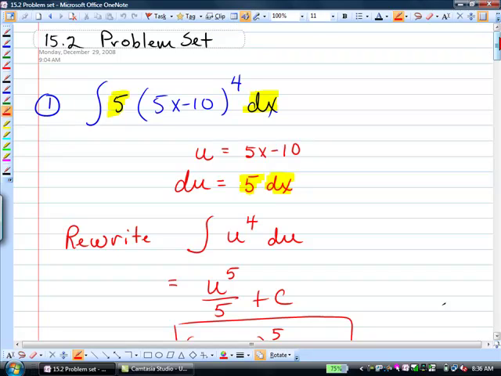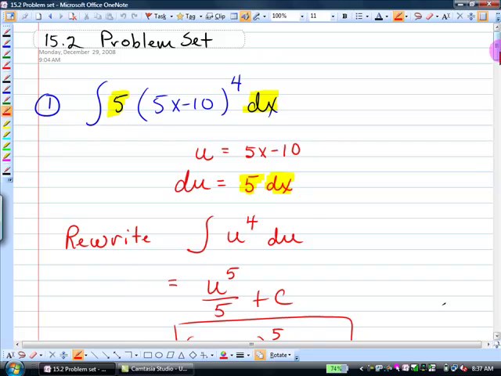Okay, so the first problem in the set is the integral of 5 times 5x minus 10 to the 4th. All right, this is something raised to a power. That's one of those instances that we talked about on the first page. So let u equal 5x minus 10. Take the derivative of that. So du would be 5 dx. What you want to look at, and what I've put in yellow, is do I have everything taken care of? There's a 5, there's a dx. That's taken care of. Here's my u. So I've taken care of everything.